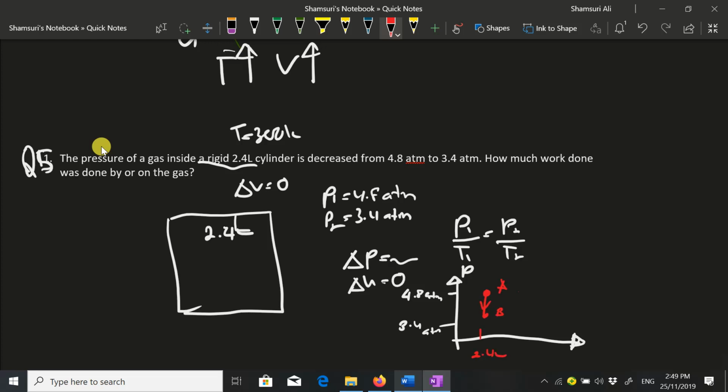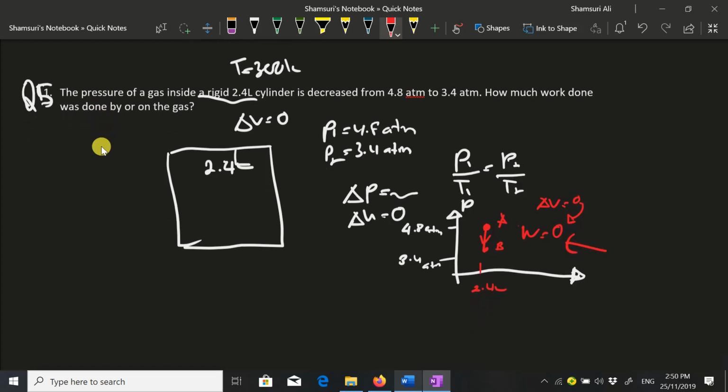What is work? Work becomes zero, since the volume does not change. So work done on the gas is zero. That's all. Okay, next question.